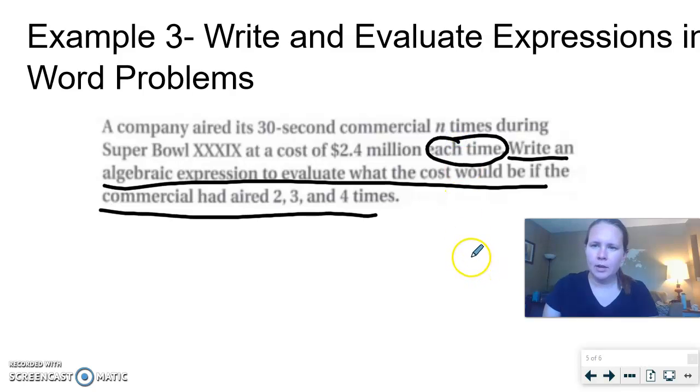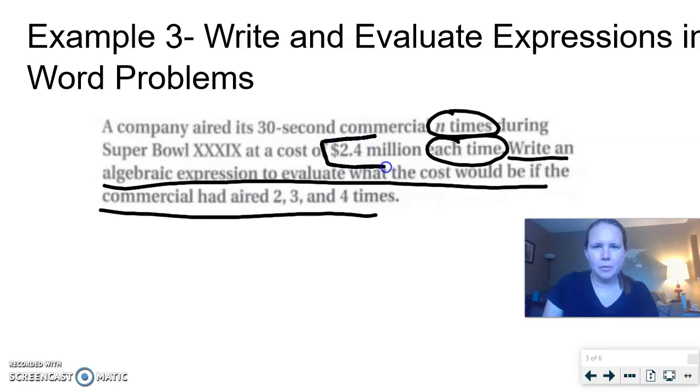Okay, so then you want to go ahead and look at any words or phrases that might be important, or even numbers in this case. This time we'll box in the numbers. To be honest with you, 30 seconds doesn't matter. This n times, though, will be important.